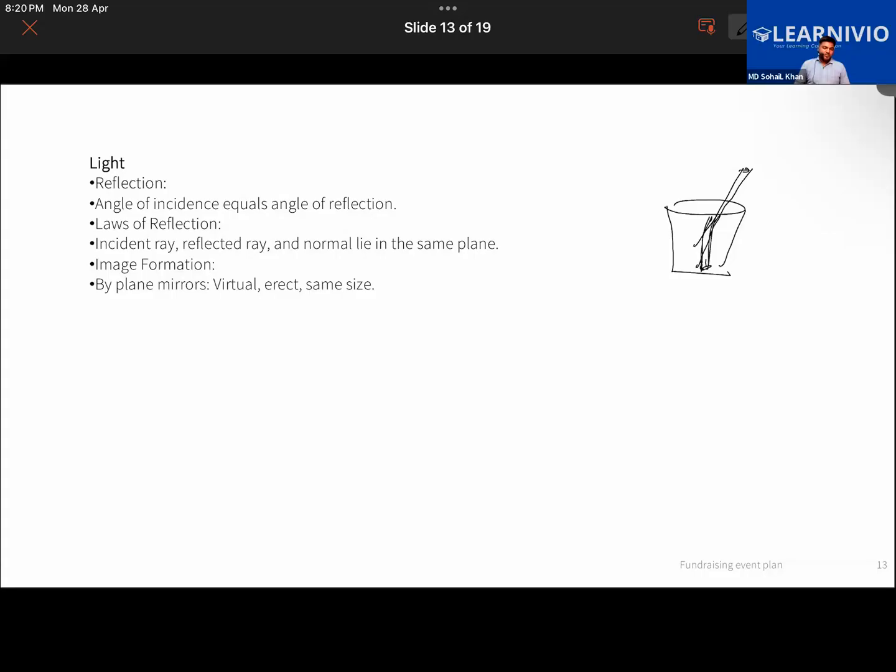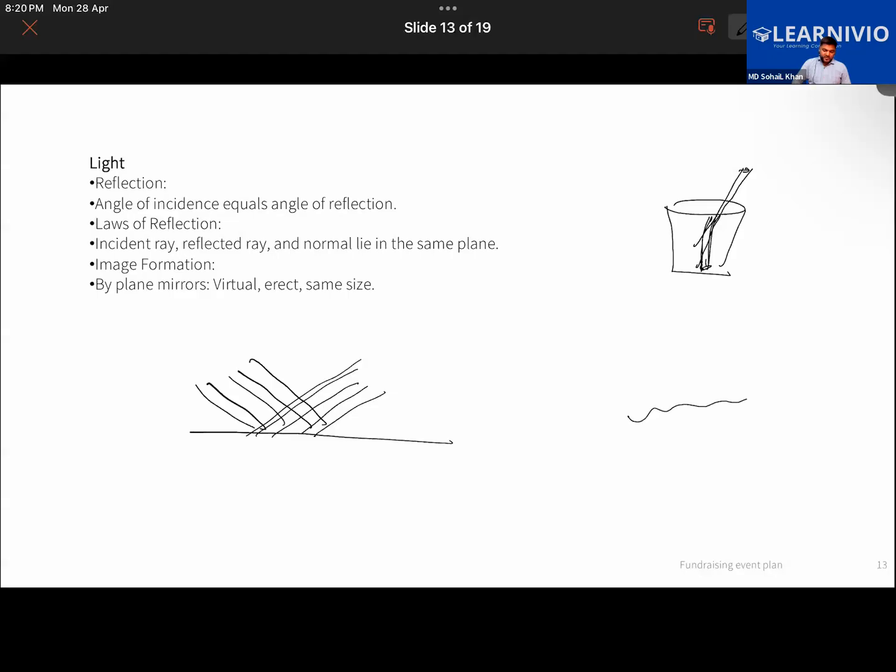Then we learned about reflection particularly. When a beam of light strikes a smooth surface, it gets bounced back into the same medium from where it was coming. So that is called reflection. And reflection is of two types. One is regular reflection, where all the incident rays of light reflect back parallelly. All the incident rays of light get reflected as a parallel beam of light. So that is regular reflection.